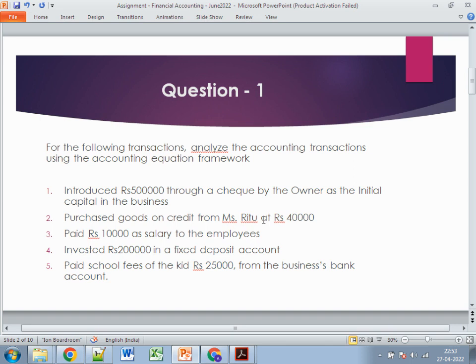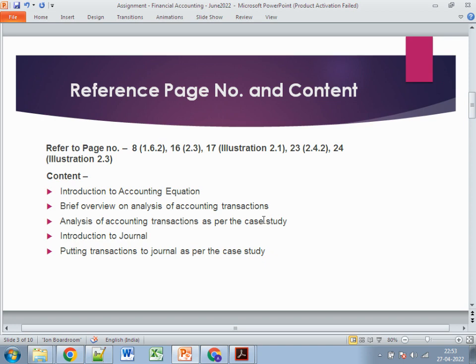Right. So this is the way you need to explain these transactions: firstly in the accounting transaction, second in the form of journal entry. Right. So the first question is pretty much clear.